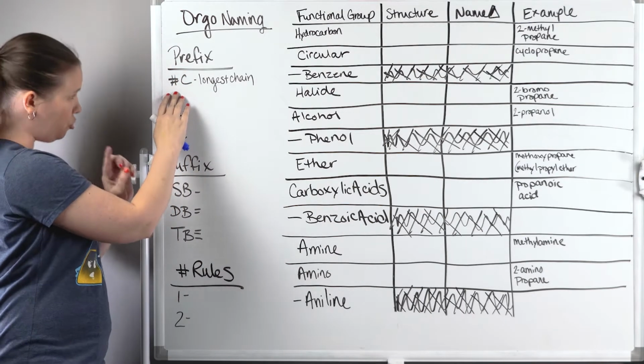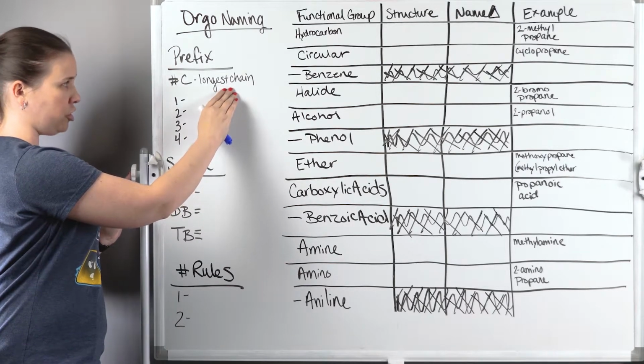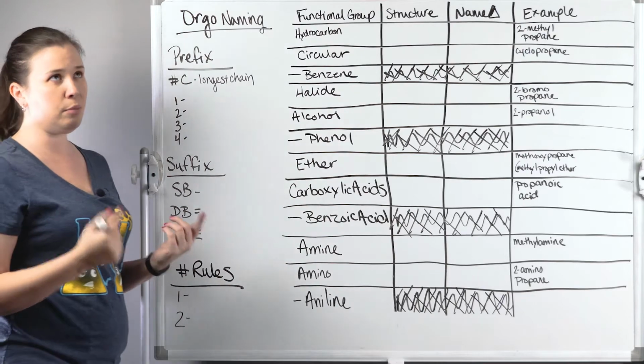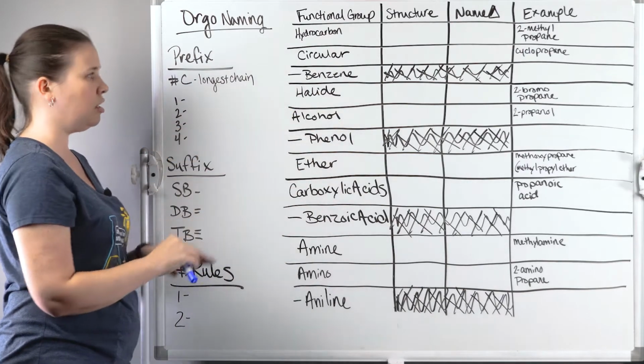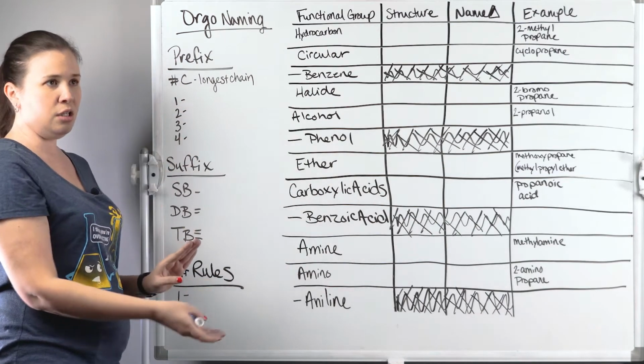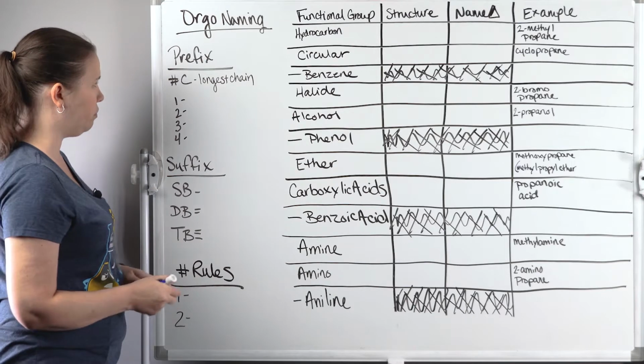The catch, the trick that you've got to watch out for, is that you're always basing the name off the longest chain, which may or may not be the longest chain just from left to right. You've got to watch out for your branches. Once you identify the longest chain, you're going to name that hydrocarbon after that number of carbons.